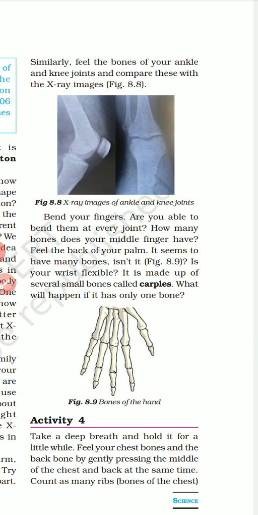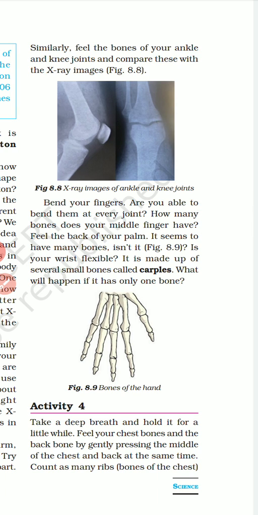What will happen if it has only one bone? Just imagine if your finger had only one bone, what would have happened? Would you be able to hold anything? No, because your fingers would be straight. How will you hold anything? To hold anything, you have to bend your fingers, right? So you can hold everything tightly. It means your fingers have so many joints, and that is why they are able to bend.